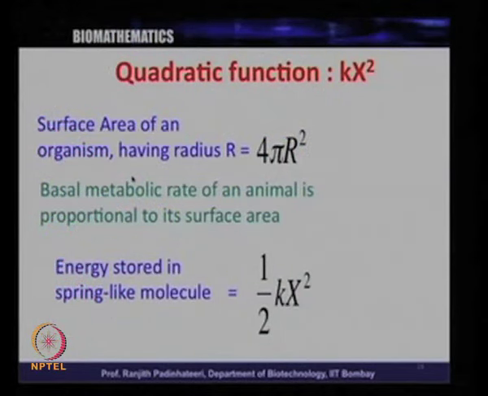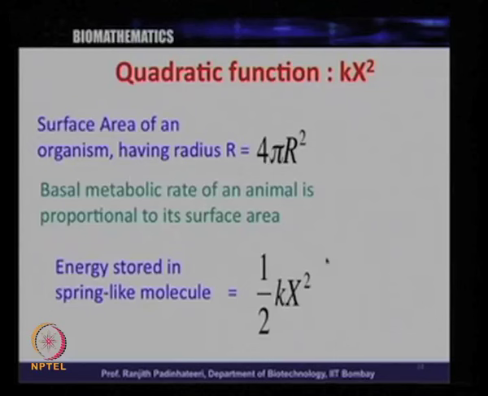And this is important because the basal metabolic rate, for example, of an animal is proportional to its surface area. So, basal metabolic rate will be a quadratic function of the radius. The more the radius, the more the metabolic rate could differ. So, it differs quadratically. Similarly, the energy stored in a spring like molecule is half k x square.